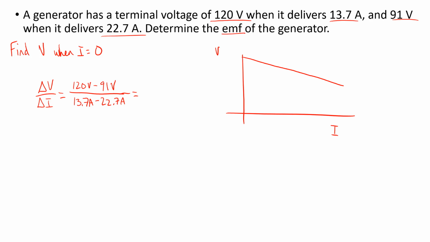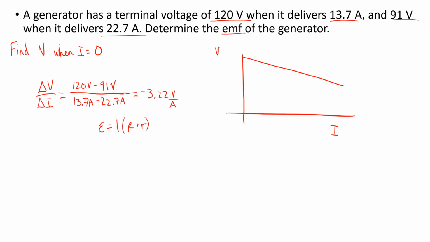120 minus 91 divided by 13.7 minus 22.7. Actually, it's just the slope of the graph in this case. Negative 3.22 repeating volts per amp. Really, it's units of resistance. And in fact, 3.22 volts per amp is the internal resistance of our object. So if we wanted to, we could use EMF equals I times big R plus little r. Well, we could use that equation.